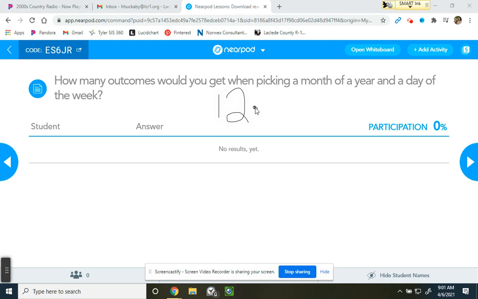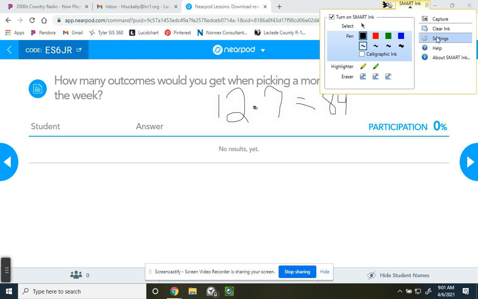And then a day of the week. How many days of the week do we have? 7. So if I take 12 times 7, I get 84. So there's 84 different outcomes there. That would be a crazy tree diagram because each of my 12 branches would have 7 falling off of that. So that's why it's a little bit easier just to do this.